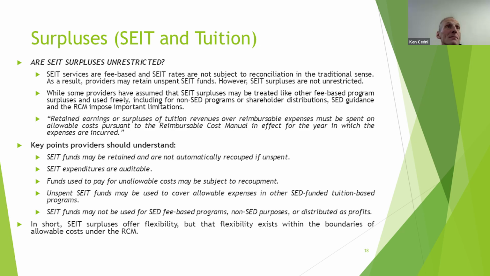Surpluses cannot be used for cost-based programs. You can't use it to cover losses in evals or in one-to-one aides or anything like that. You can't use it to fund EI losses. You can't use it to fund other losses you have within your organization. You can only use it for that narrow purpose. CEIT surpluses are not considered allowable for distribution. They are not discretionary funds. They're kind of restricted funds. They must be used for CEIT expenditures going forward.